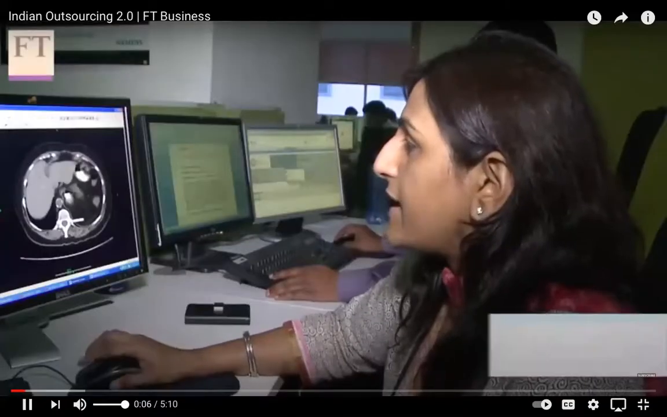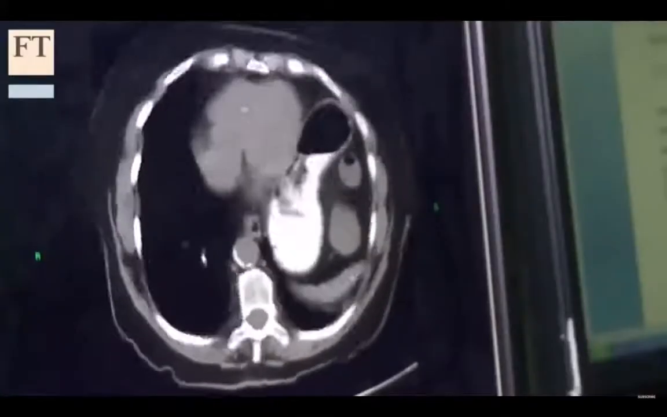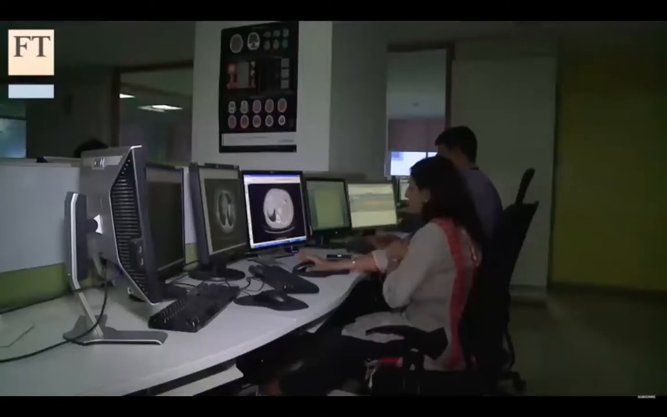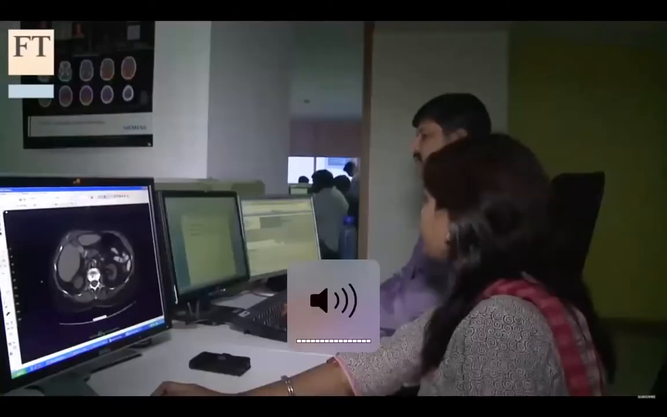And this is a scan which has just come in. It's a CT of the abdomen and pelvis, which has come for pain. We basically have around 30 minutes as our turnaround time to generate a report.